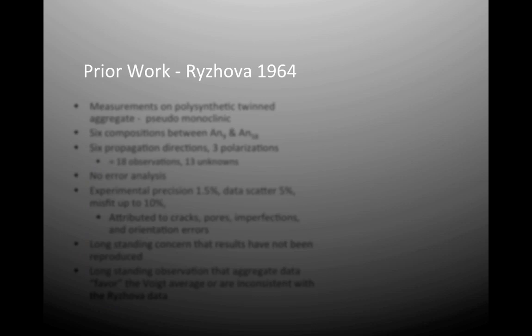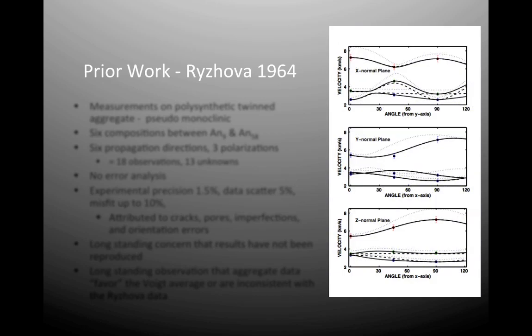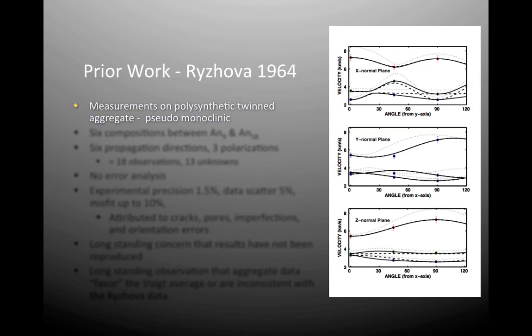Now, there has been work on the elasticity of feldspars, and it dates back to Rysova in 1964. And here is a set of plots of data published by Rysova, and the symbols represent a handful of points measured not on single crystals of feldspars, but rather on polysynthetic twinned aggregates. With that typical twinning pattern, the crystals have a pseudo-monoclinic symmetry.